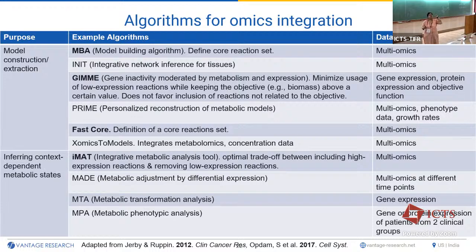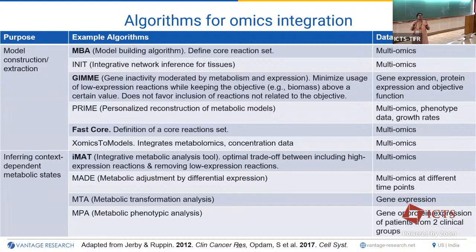You have to see what is the question you're trying to answer. If you want to build a model which is the exact replica of your data, then GIMME will not be the choice of algorithm. GIMME will require an objective function. If you say you're building a model for a microorganism, your objective function is biomass, and it will keep that objective function as the sole objective function.